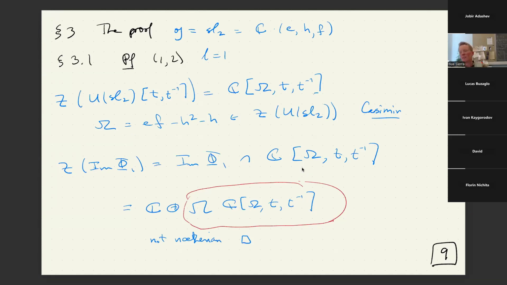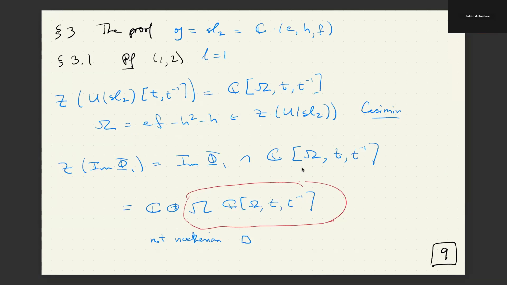But then once I fail to have the ascending chain condition on ideals of the center, you obviously don't have the ascending chain condition on the two-sided ideals of the image of phi 1. So this is the proof that the image of phi 1 is badly behaved, and therefore that my original ring, the enveloping algebra of the loop algebra, also has badly behaved two-sided ideal structure.